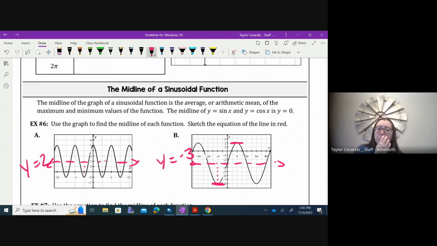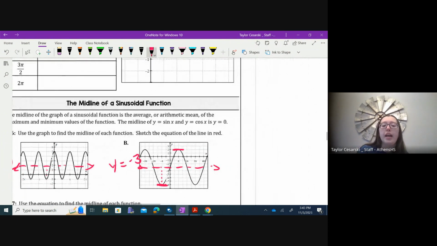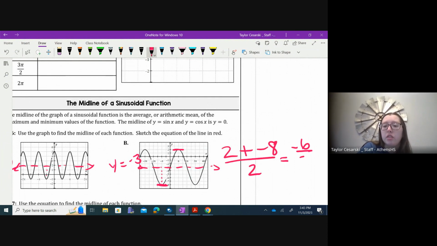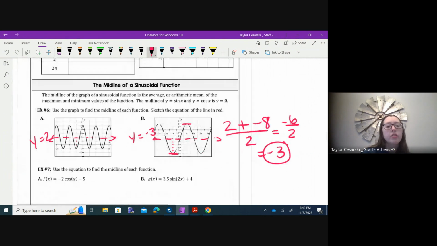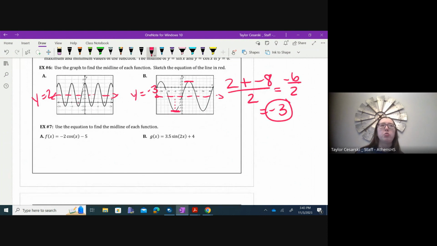Algebraically, what you could do is add the max and the min, so 2 plus -8, and then divide by 2. I would get -6 over 2, which is also -3. If you want to think about it that way, just be careful. Sometimes people mess up their signs and what's adding and what's subtracting. The midline also corresponds to what's being added or subtracted. So if it's being shifted up or down, that's just going to be found on the end.